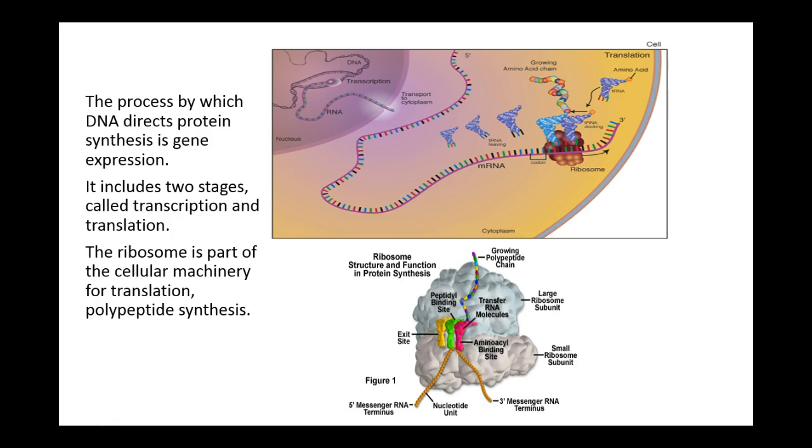The process in which a protein is made is gene expression, and two stages, as I just said: transcription and translation. Transcription in the nucleus, translation in the cytoplasm, and the big key of this machinery is a ribosome, and it's one of the key pieces, there really isn't just one, for polypeptide synthesis.